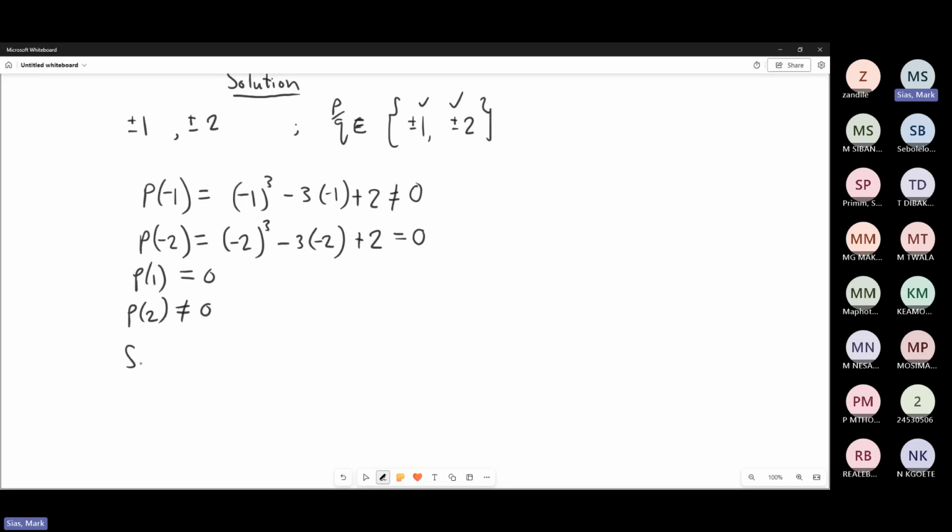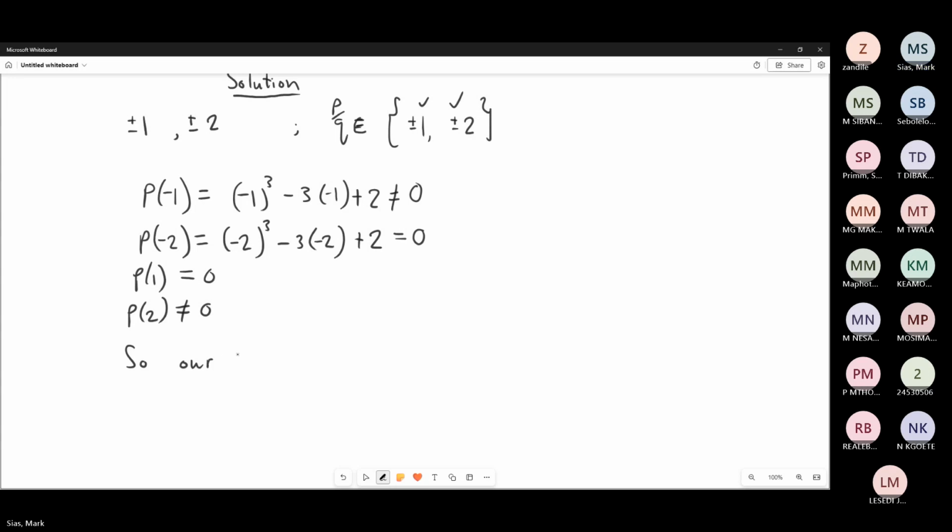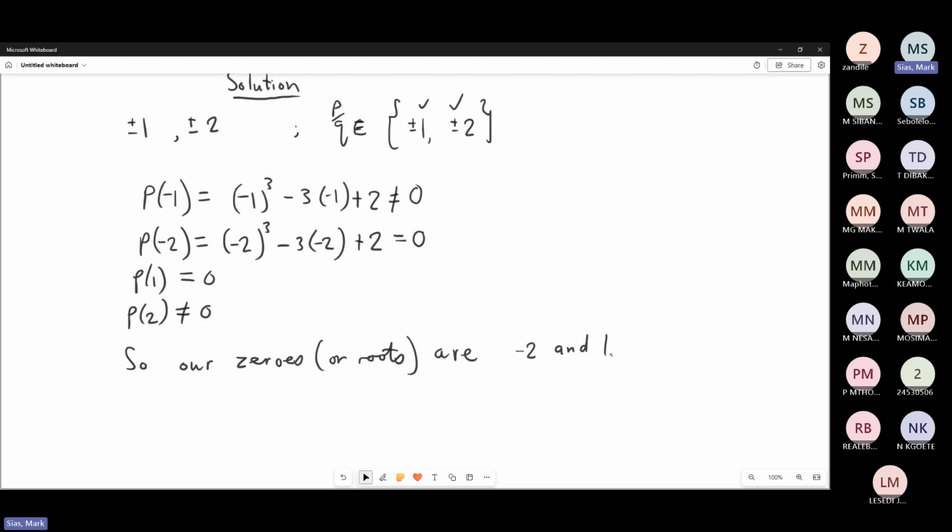So our zeros or roots are the ones that give that polynomial, when you substitute them into that polynomial, a value of 0. Our zeros are minus 2 and 1. So that's how we utilize that theorem. So those are the rational zeros of that polynomial. And that's how we use that theorem, basically, okay?